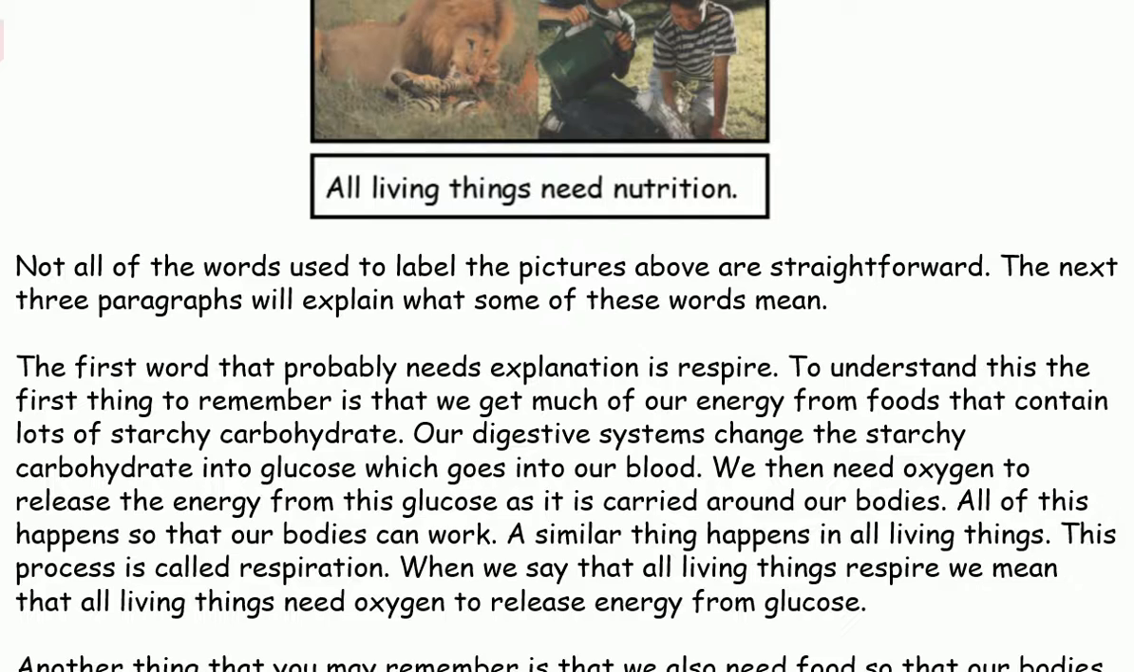To understand this, the first thing to remember is that we get much of our energy from foods that contain lots of starchy carbohydrate. Our digestive systems change the starchy carbohydrate into glucose, which goes into our blood. We then need oxygen to release the energy from this glucose as it is carried around our bodies. All of this happens so that our bodies can work. A similar thing happens in all living things. This process is called respiration. When we say that all living things respire, we mean that all living things need oxygen to release energy from glucose.